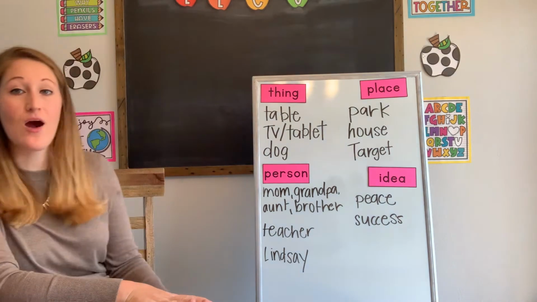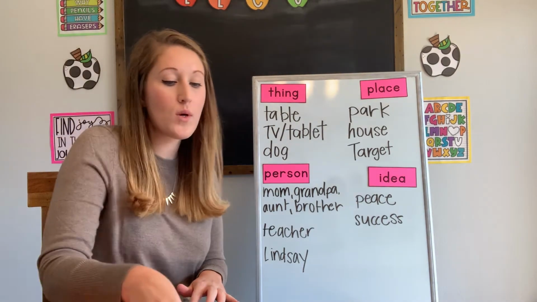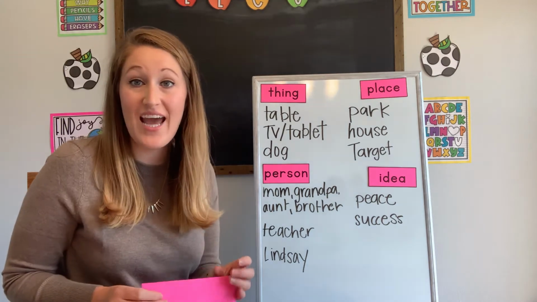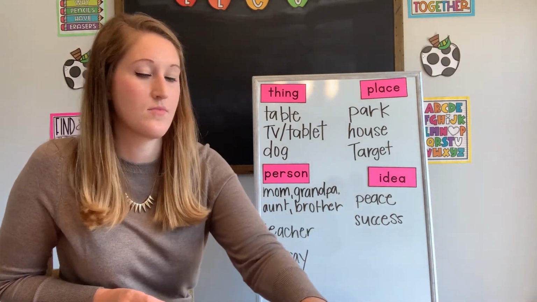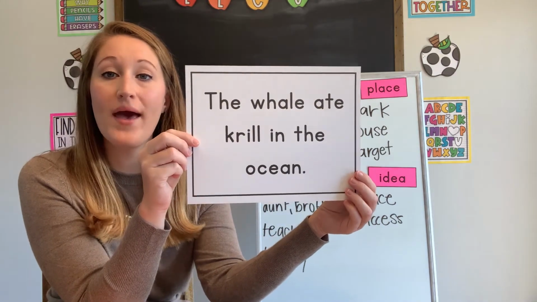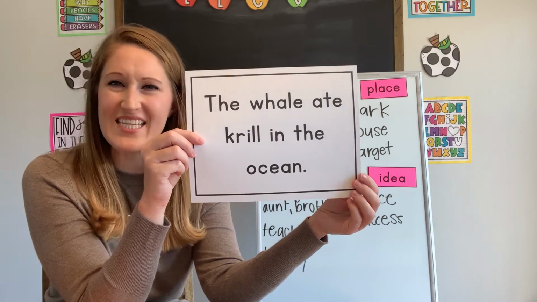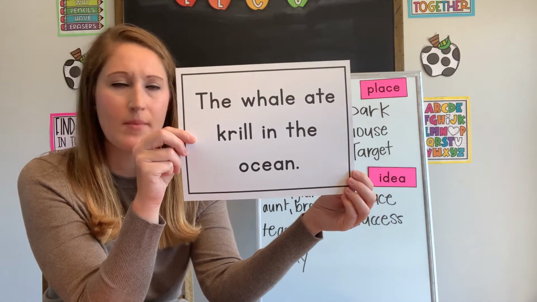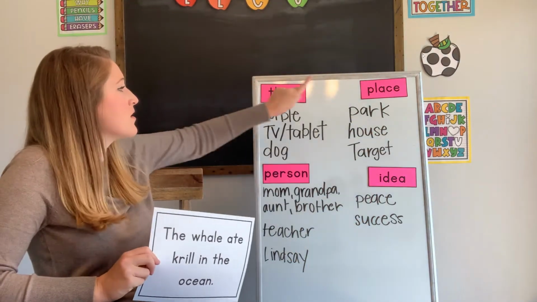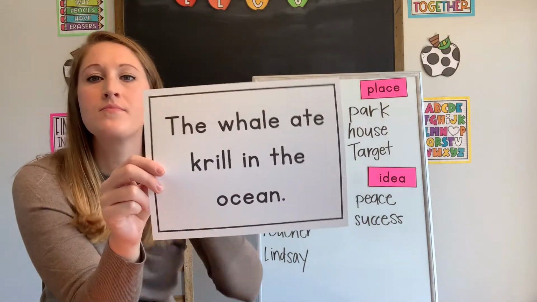What we're going to do now is we're going to look at some sentences that I have for you, and we're going to see if we can identify the nouns that are in these sentences. You ready? Here's our first one. The whale ate krill in the ocean. Do you see any nouns in this sentence? Remember, we're looking for things, places, people, or ideas.